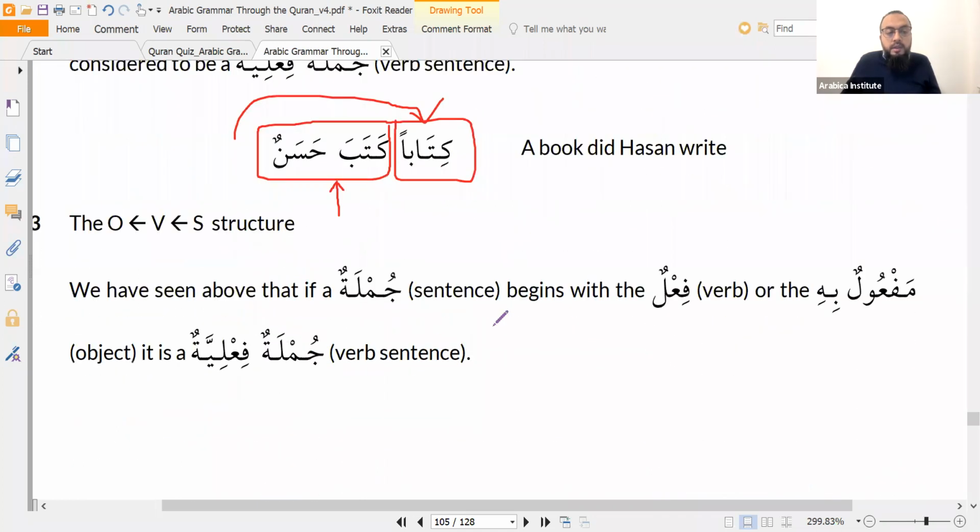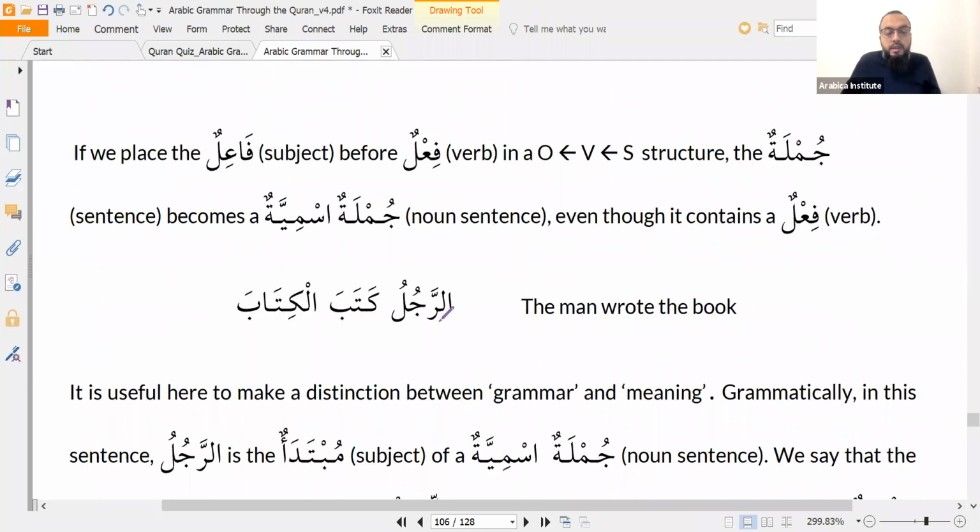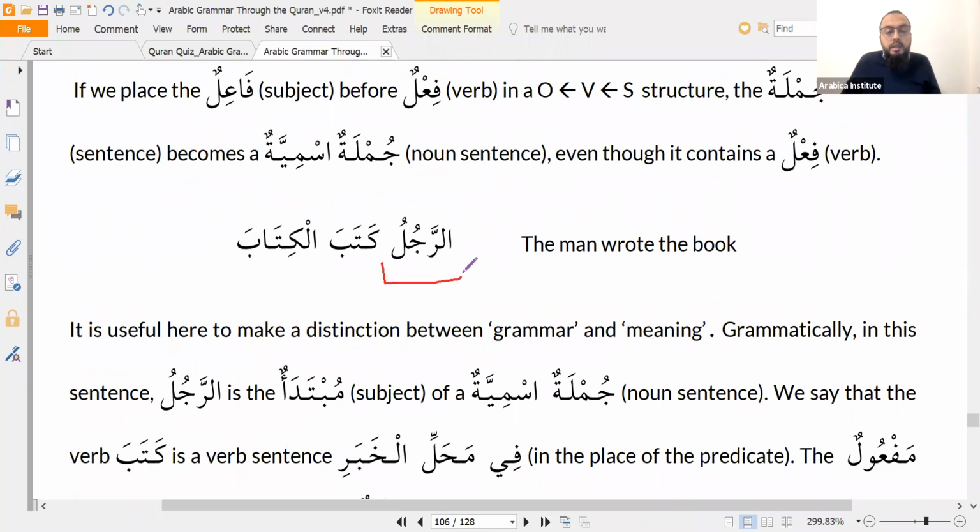Right, let's have a look at this structure. I've been mentioning it quite a lot, putting the subject right at the beginning. If you bring ar-rajulu to the beginning, you've now got a noun sentence. So what do we have? Where's the mubtada? الرجل. Good. Ar-rajul is your mubtada. And where's your khabar? كتب. Good. Kataba is your khabar.